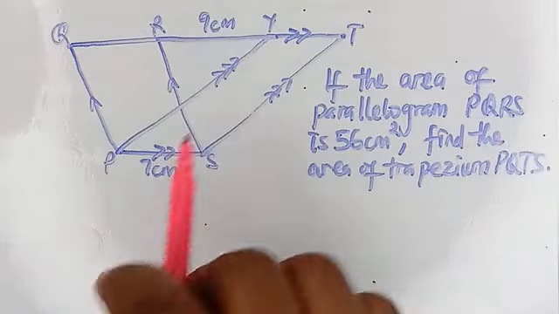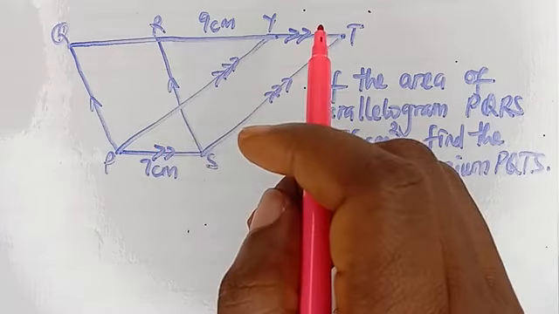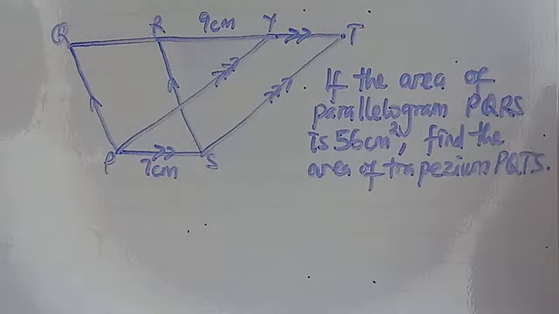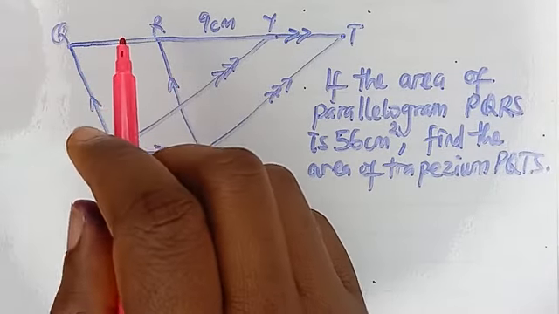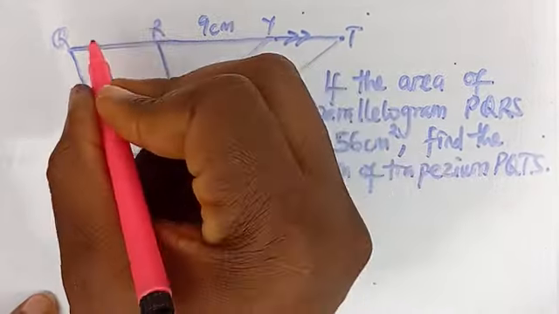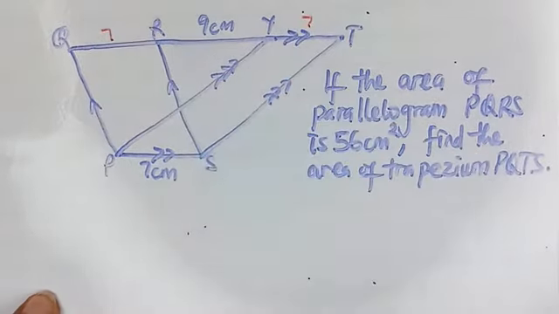So if this is parallel to this and this is parallel to this, it cuts same distance here and same distance here because parallel lines are of equal distance forever, right? And same thing here. So we have that here is 7 and here is 7 cm. So that is one thing we learn from this. So this is 7 cm and this is 7 cm.